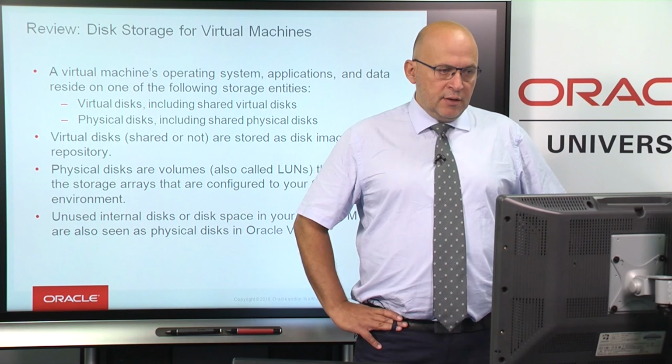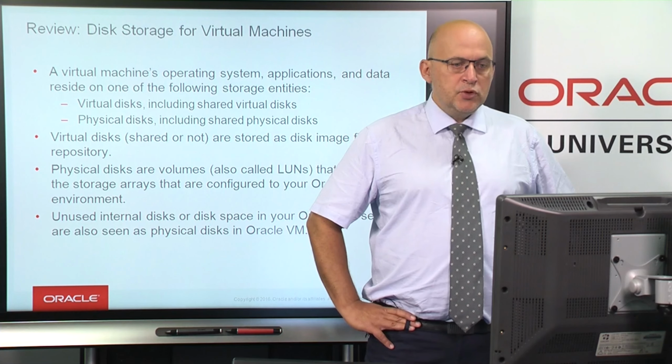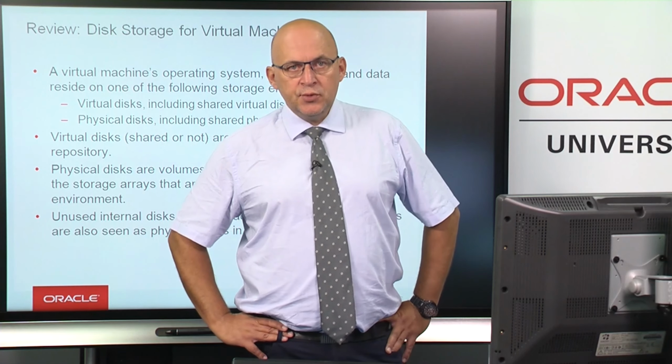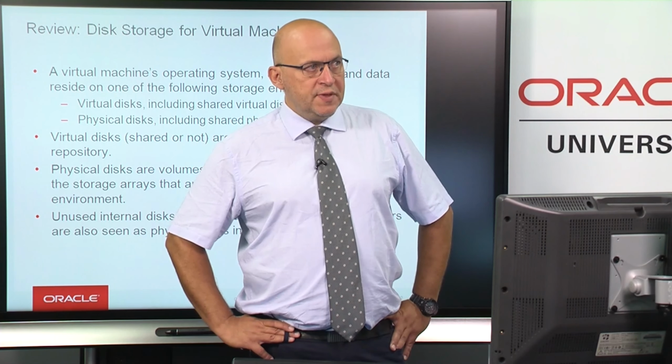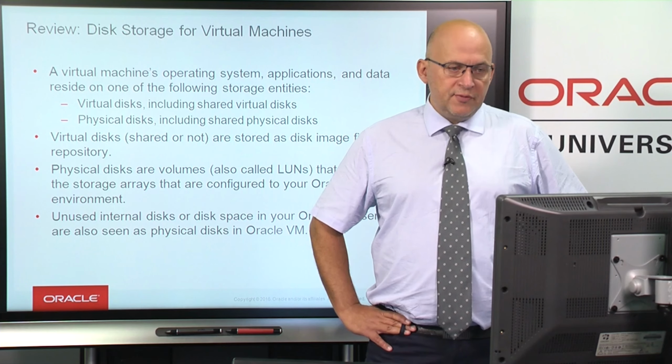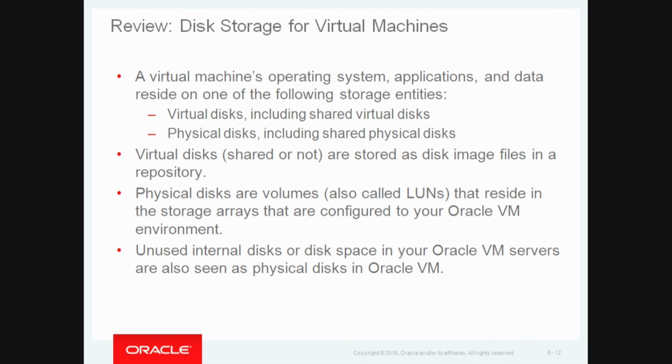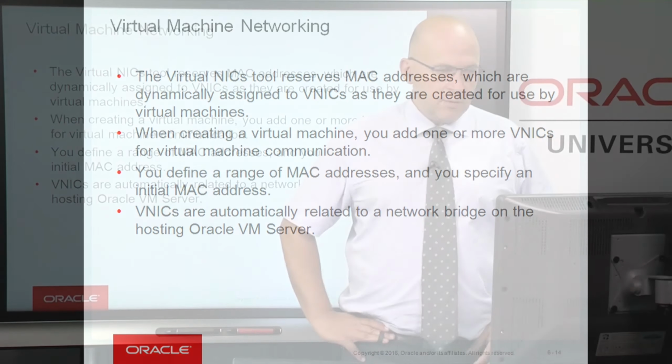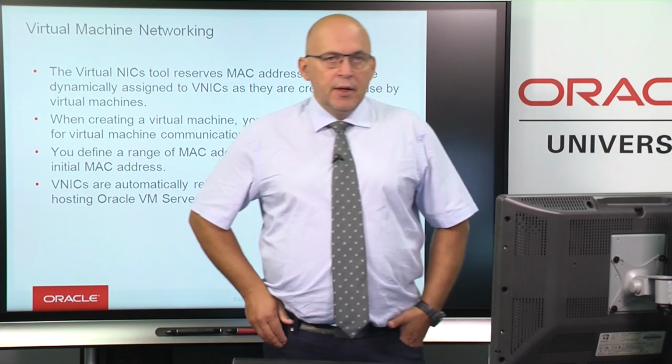And then the virtual disks will always be stored in a repository. So they are disk image files. It's not really changed from the format of Xen virtualization, it's .img files. Physical disks on the other side are really LUNs that will be presented and mapped to the physical disks that your Oracle VM servers and manager, of course, the manager has discovered and presented to the servers, okay? They know where they are residing, okay? And of course, if you have unused internal disks, they can also be seen as physical disks for the Oracle VM, okay?